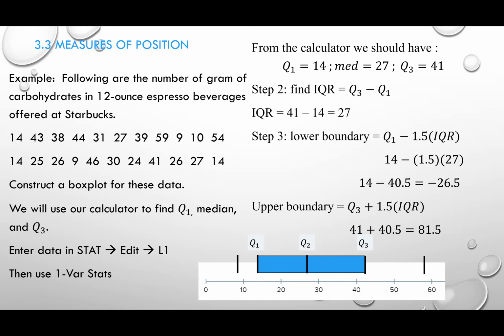And again, all you do is draw a whisker. Sometimes you will hear it called a Box-and-Whisker plot, where the whisker goes from Q1 to the minimum value and from Q3 to the maximum value.